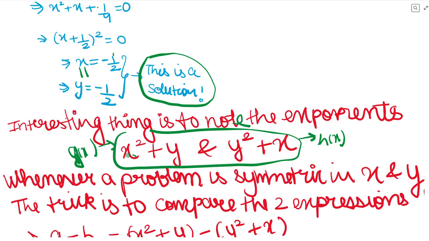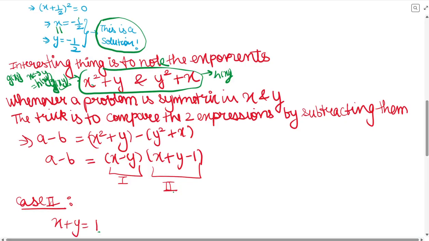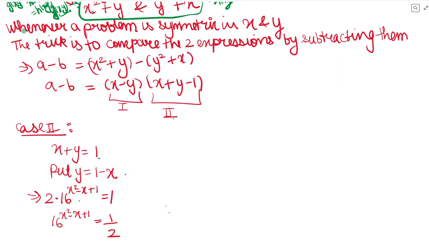Since it is in two variables, we have to include both variables. So we can see that g(x, y) on switching x and y is equal to h(x, y), right? That means they both are symmetrical in x and y. So now the interesting part comes, which you need to remember: whenever a problem is symmetric in x and y, the trick is to compare two expressions by subtracting them.